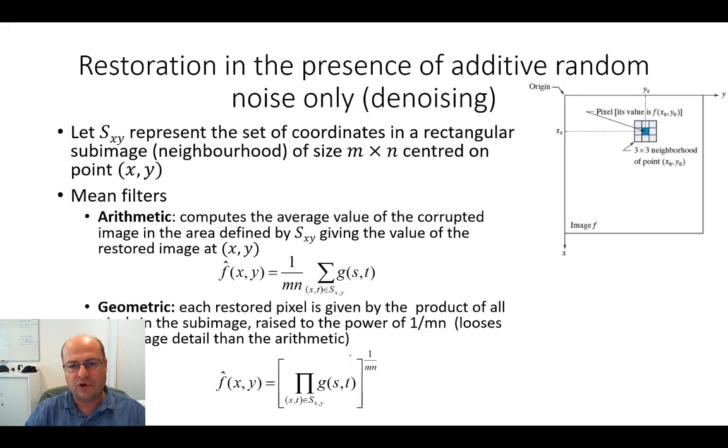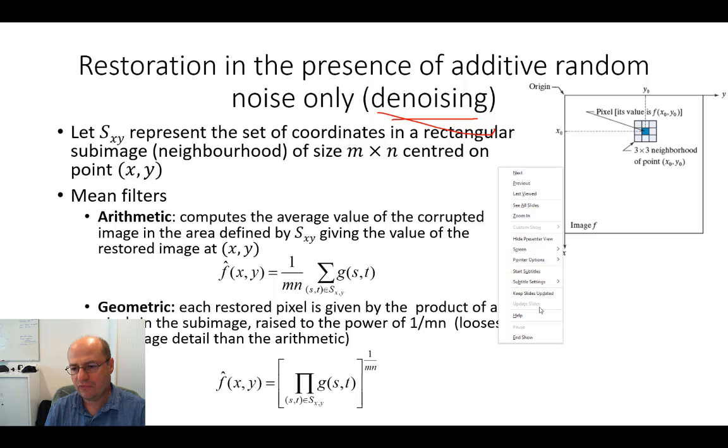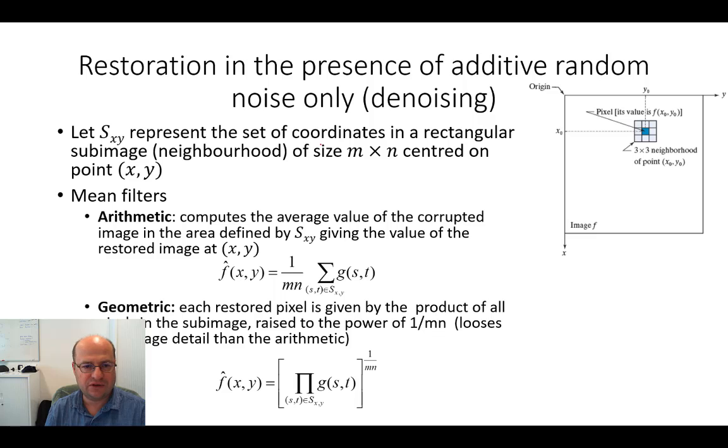So there are quite a few other filters. You don't need to know them all by heart, but you need to be aware of their existence. Considering noise only, which is the process of denoising, we're going to see other kinds of degradation soon enough. Remember the process that we are doing, right? We're walking on a neighborhood and applying some sort of operation.